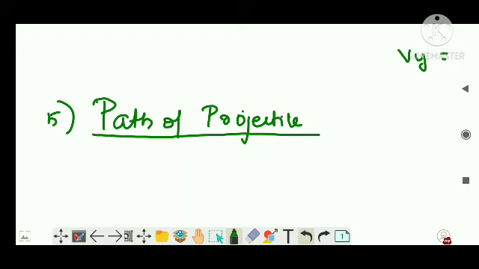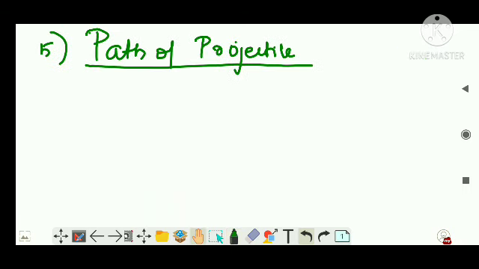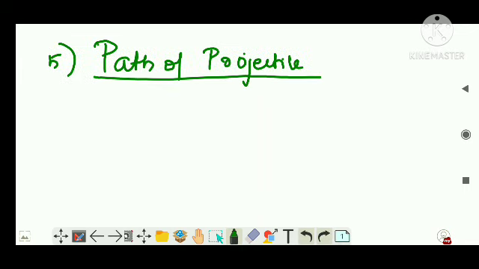Now you are asked to prove it, right? So how can you prove? The path of a projectile is decided by x and y component, right? That only says how you are moving, right? You have to have the coordinates. So the parameter which decides the path of the projectile is x and y component.